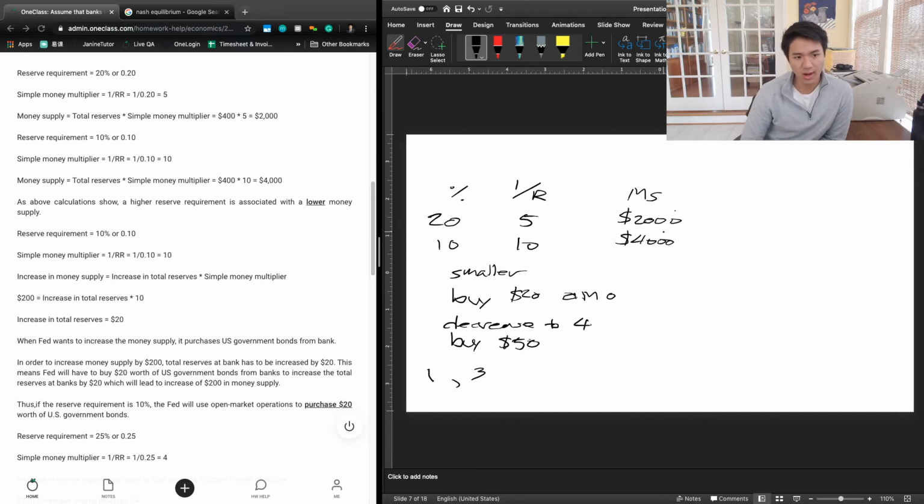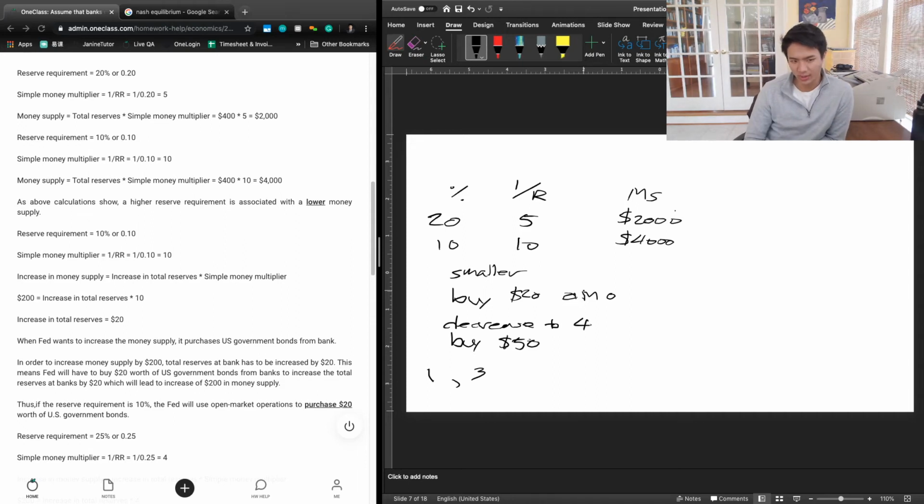As the above calculations show, a higher reserve requirement is associated with a lower, we said smaller, money supply, so the same direction, so that's good. Assuming a reserve requirement of 0.1 and a simple money multiplier of 10, if you want to increase the money supply by $200, that would be equal to an increase in total reserves times the simple money multiplier. So $200 is equal to an increase in total reserves times 10. That means the increase in total reserves needed is 200 divided by 10, or 20. So the Fed would want to increase the money supply by purchasing U.S. government bonds from banks. So buy $20 of open market operations. That's the same thing that we said.